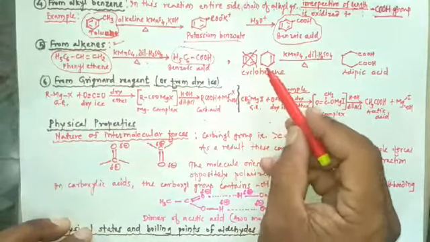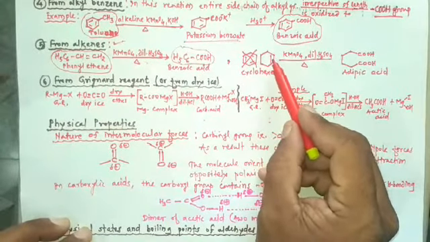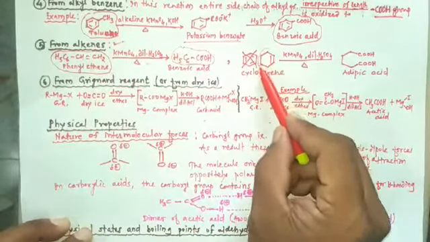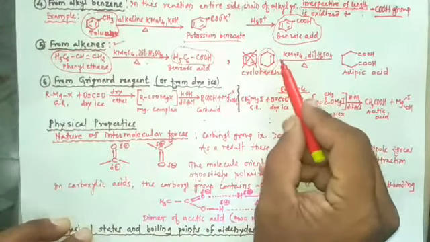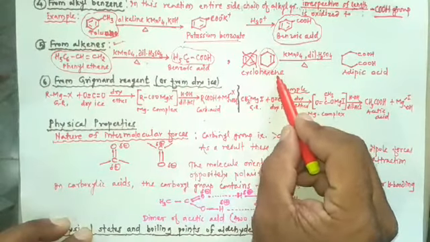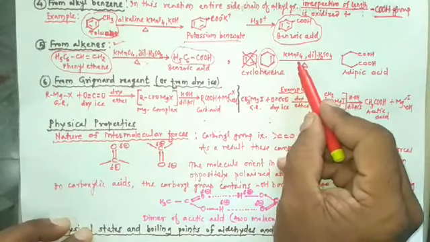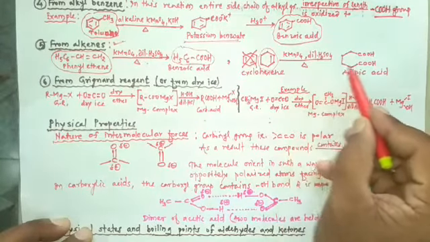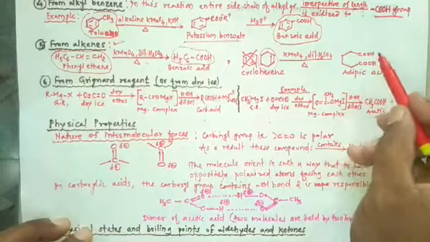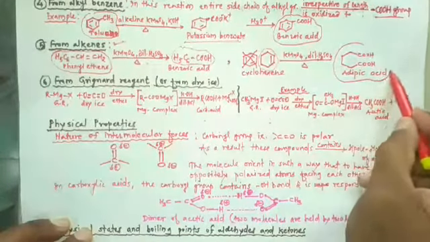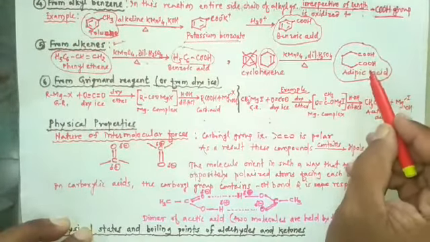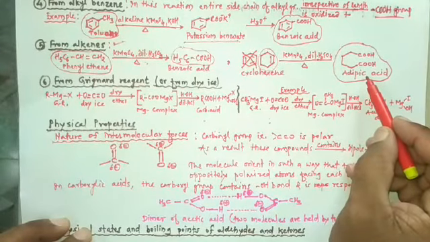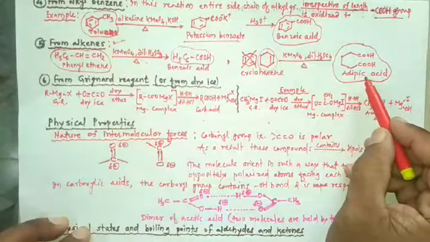Then take one another example. Here we are taking the alkene cyclohexene. This is the structural formula of cyclohexene. Cyclohexene on oxidation by KMnO4 and dilute H2SO4 produces an acid, and that acid is adipic acid. This adipic acid is used to prepare polymers.